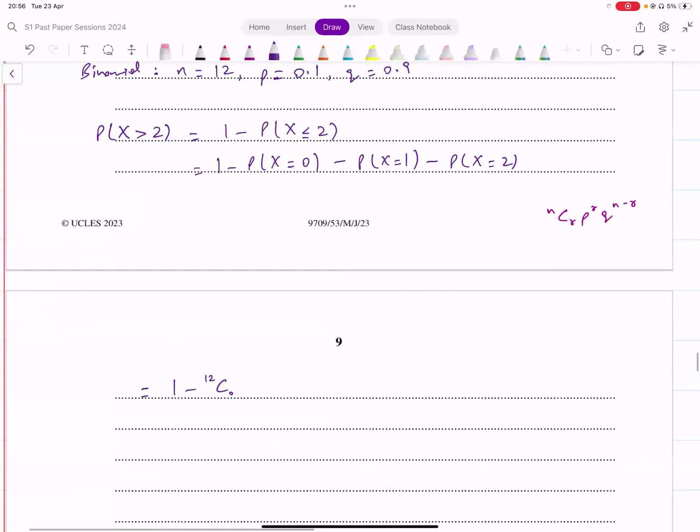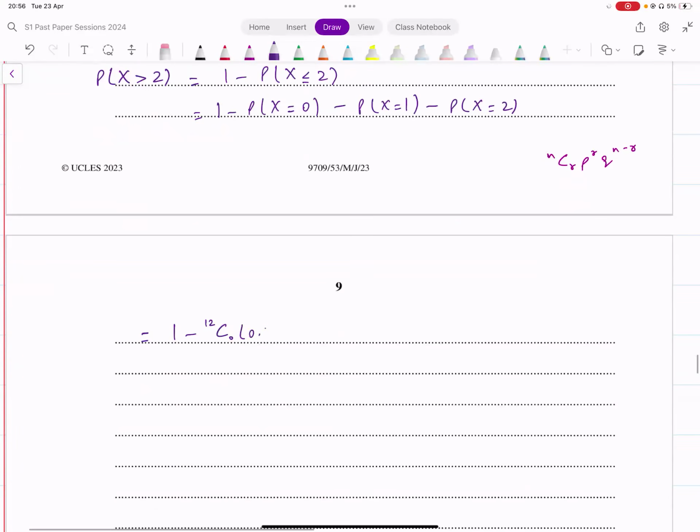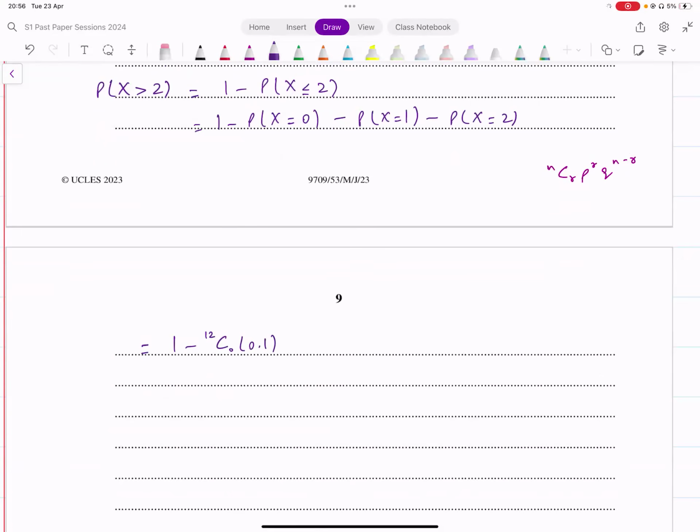12C0 into p, which is 0.1, raised to power 0 into 0.9 raised to power 12, minus 12C1 into 0.1 raised to power 1 into 0.9 raised to power 11, minus 12C2 into 0.1 squared into 0.9 raised to power 10. You'll calculate this and see what that turns out to be. Again, it's better to do it step by step because that will give you more partial marks in case your final answer is incorrect. If it's correct, it's all right, but how would you know in the exam?